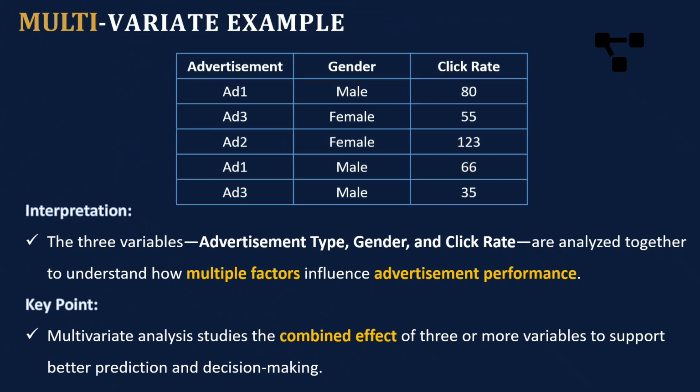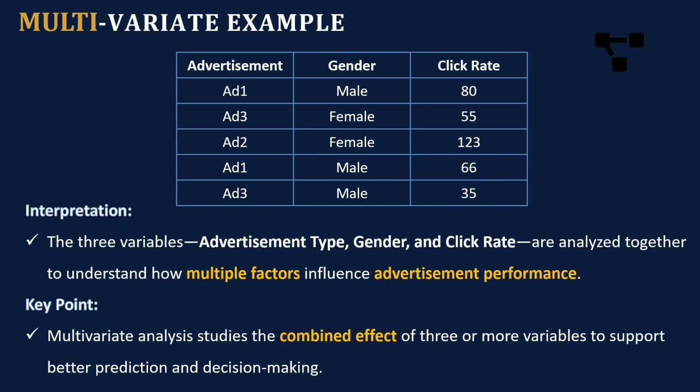Now, let us understand multivariate analysis with a suitable practical example. In this example, we are analyzing three variables. One is advertisement type, next is gender, and next one is click rate. Notice that each observation contains multiple variables, and instead of studying each variable independently, our objective is to understand how they interact with one another. For example, consider the first observation. The advertisement shown is AD1, the user's gender is male and the corresponding click rate is 80. Similarly, the observations contain different combinations of advertisement type, gender and click rate.